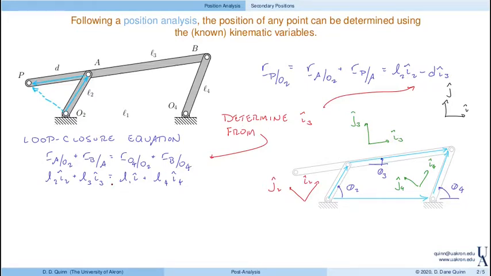Here, we're just interested in theta 3, so it makes sense to eliminate theta 4, giving us one equation in terms of theta 3 that can then be solved for theta 3 directly. To do that, we'll isolate L4. This is our standard trick here. L4 is equal to L2 in the I2 direction, plus L3 in the I3 direction, minus L1 in the I direction. And then we'll take the magnitude squared of both sides.